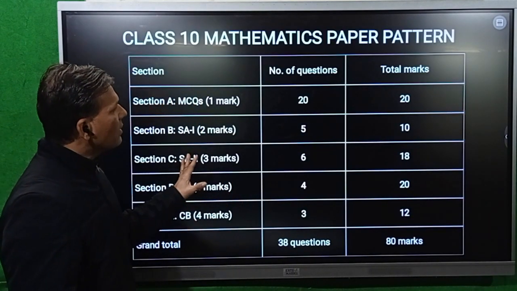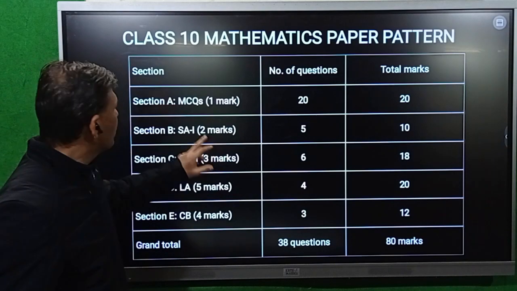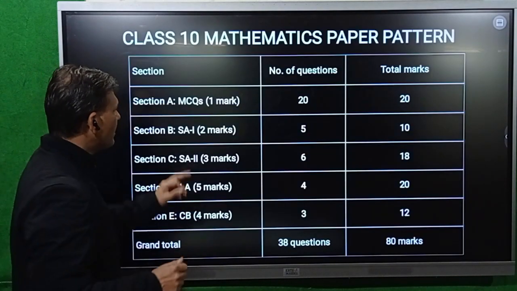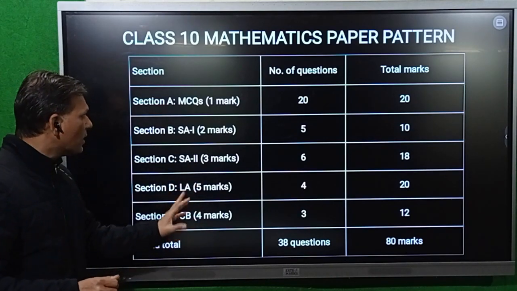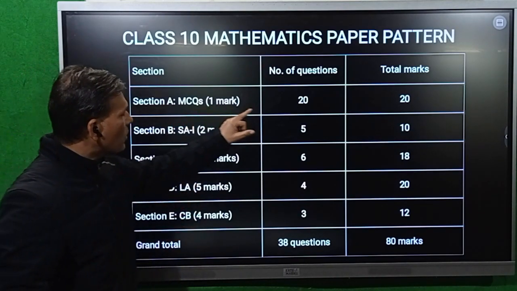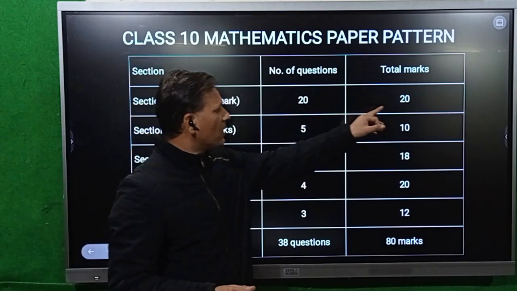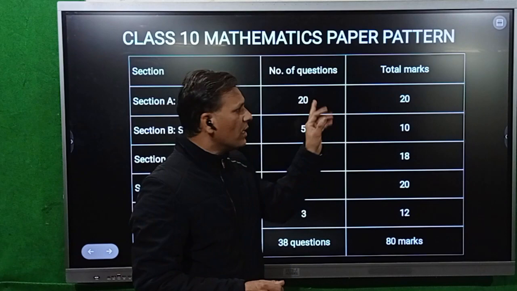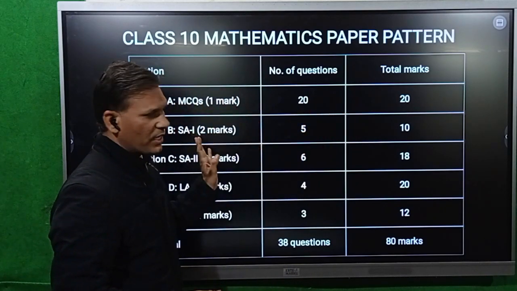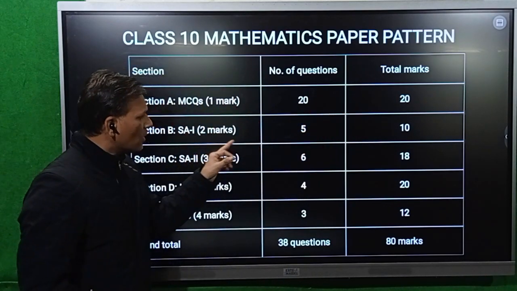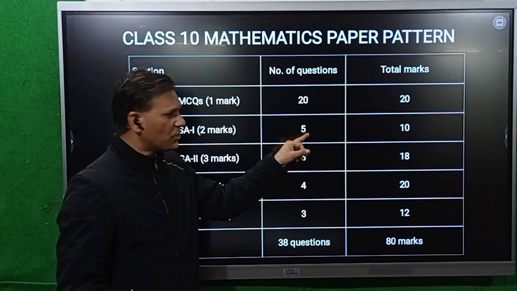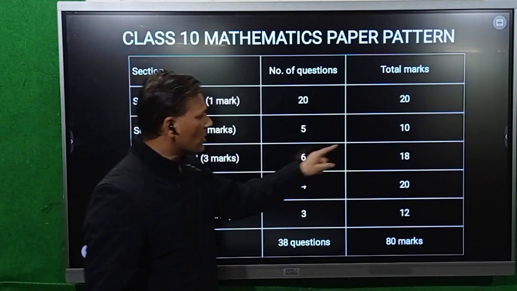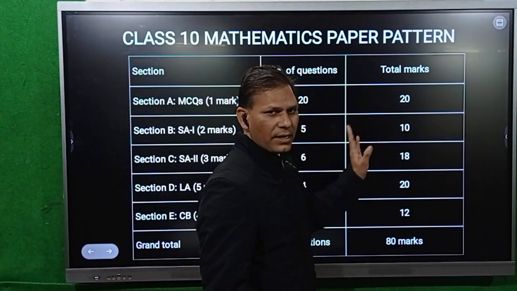The paper contains a total of 5 parts: Section A, Section B, Section C, Section D and Section E. In Section A, you have to attempt 20 questions, the weightage of the whole section is 20, and each question has 1 mark. In Section B, you have to attempt 5 questions, each question has 2 marks, and the total marks of this portion is 10.